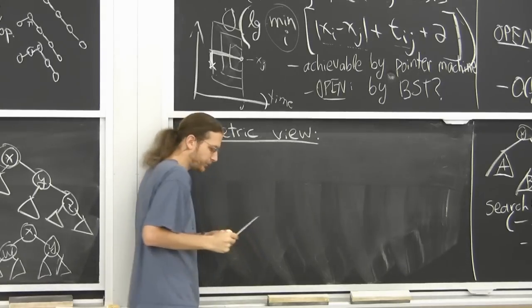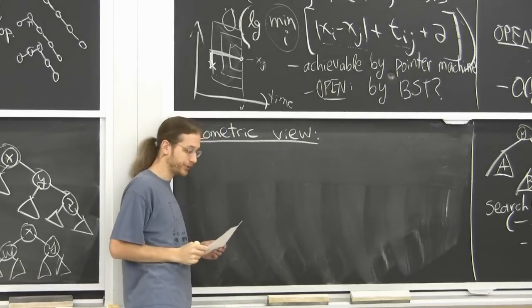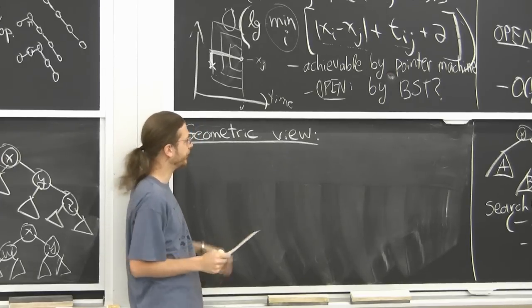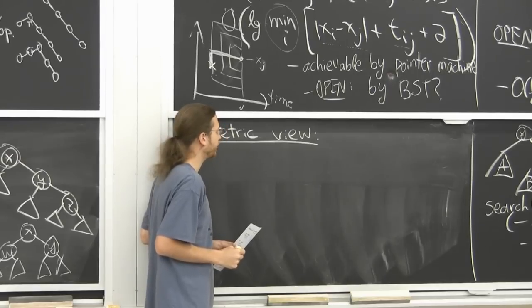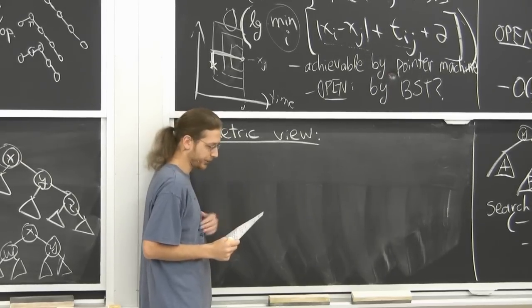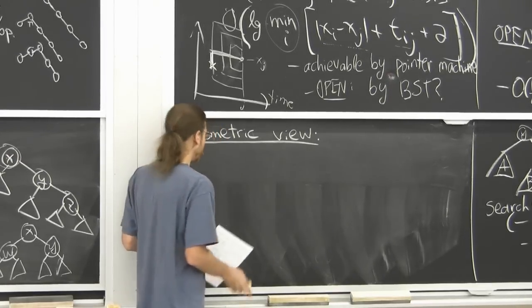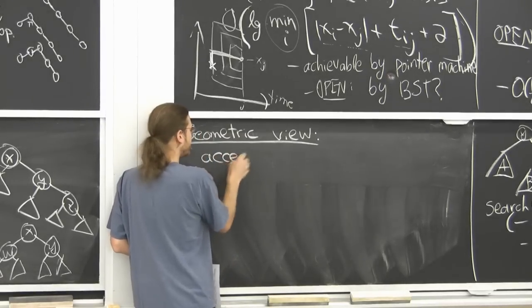So this geometric view was the topic of Dion Harmon's PhD thesis here at MIT. It's also with John Iacono, Danielle Kane, who was an undergrad here, and Mihai Petrescu, who was an undergrad and a PhD here. It was published 3 years ago, 2009. So here's the idea. Access sequence.